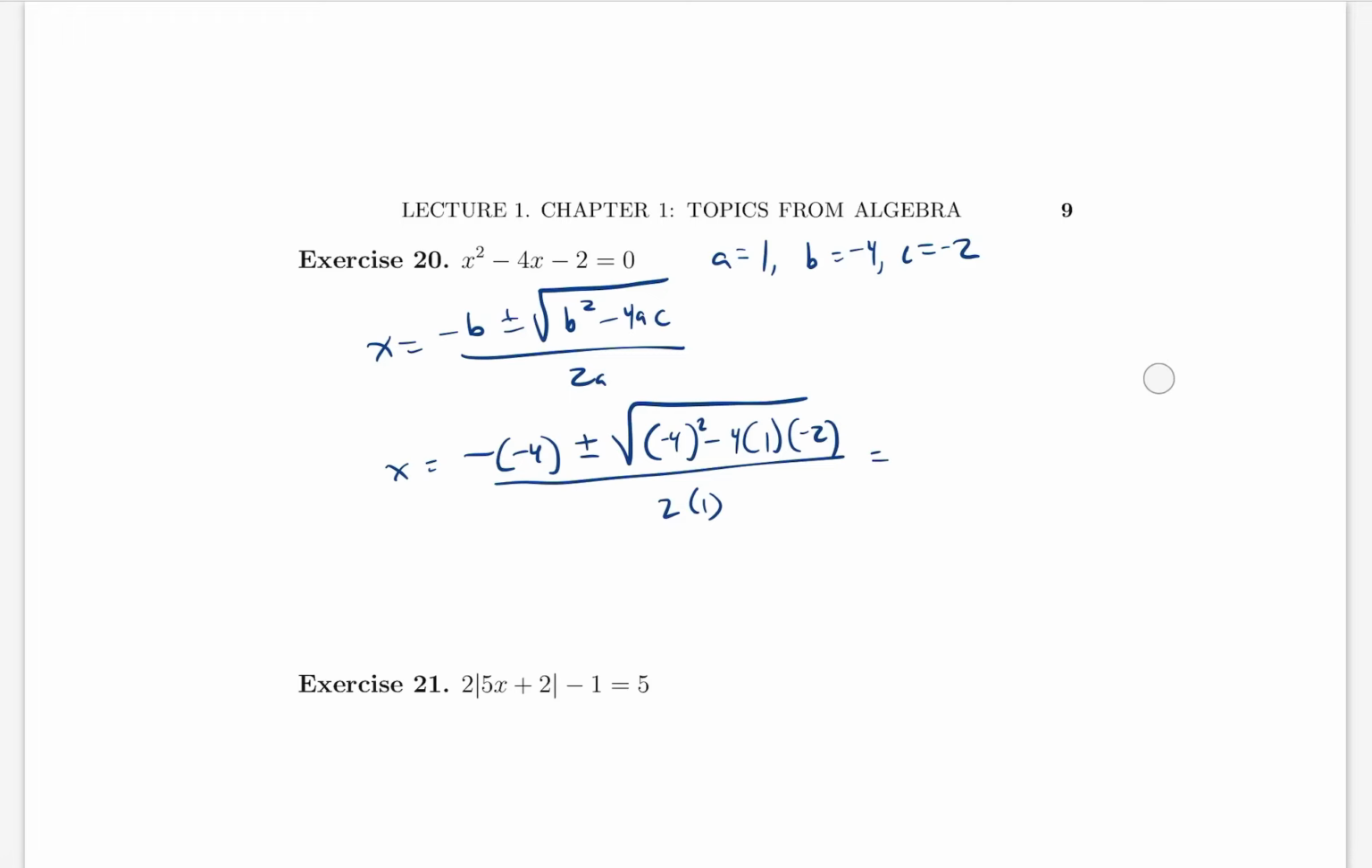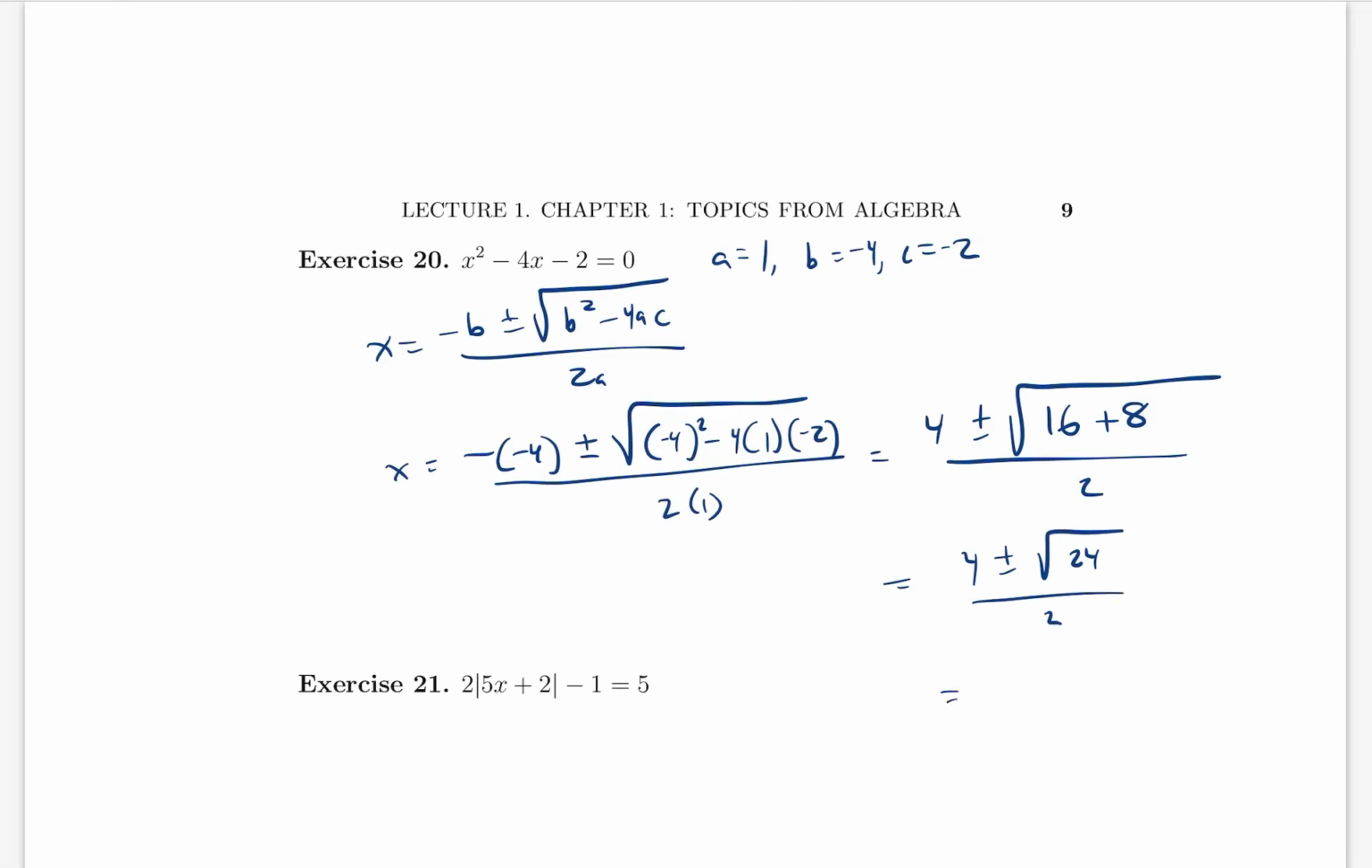And so that becomes +4 plus minus square root of 16 plus 8. Because of the double negative, when you multiply these three numbers, you have two negatives, which makes that a plus. All over 2. So this would be 4 plus or minus the square root of 24 over 2. And 24 can be simplified. The square root of 24 is the same thing as radical 4 times radical 6, which becomes 2 radical 6. So that becomes 2 radical 6 over 2.